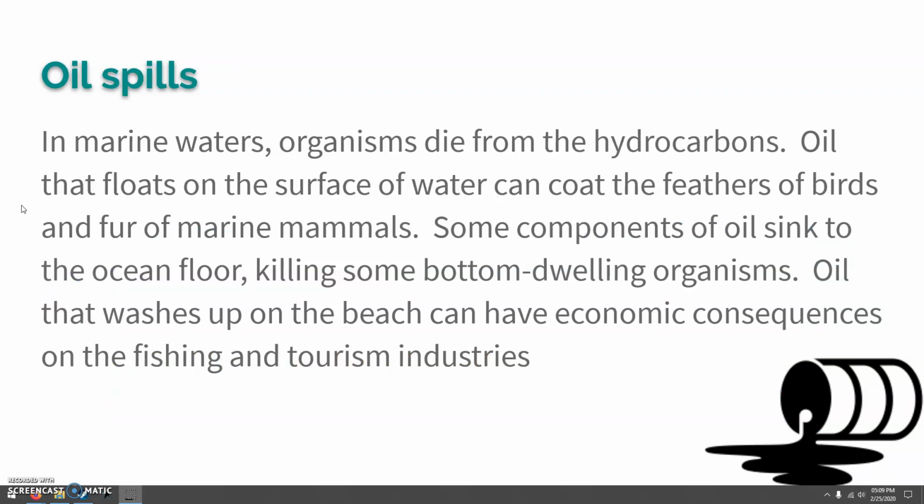Oil spills can either occur as a really big, dramatic oil spill, like with Deepwater Horizon or Exxon Valdez. But sometimes they can just be a bunch of little minor spills that have added up. So oils are made of hydrocarbons. These hydrocarbons can stick to the feathers of birds or to marine mammals. Sometimes components of that crude oil can sink to the bottom of the ocean. That kills bottom-dwelling organisms. It can wash up on the shore and have impacts on creatures there. It can also have very real economic consequences to the fishing industry and tourism industry, because who wants to go to a beach that's disgusting and ugly and there's no fish?